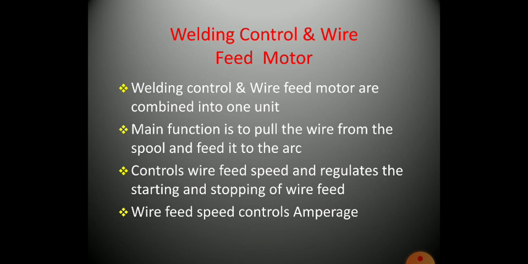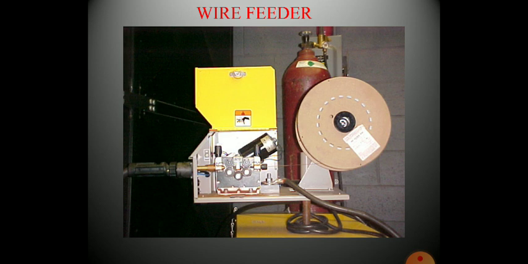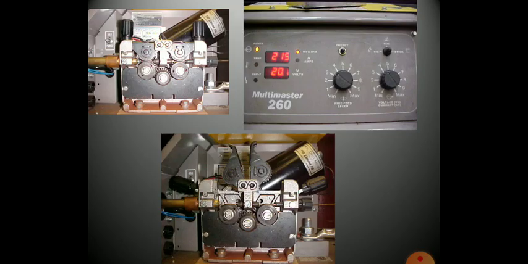The welding control and the wire feed motor can be in one unit. The main function is to pull the wire from the spool and feed it into the arc, then control the wire feed speed and regulate the starting and stopping of wire feed. The wire feed speed controls the amperage as well, so the wire feeder also controls the heat input of the system. As you can see in this closer look, you can take a screenshot to understand how the feeder works, providing the torch with the welding wire and the shielding gas, right?